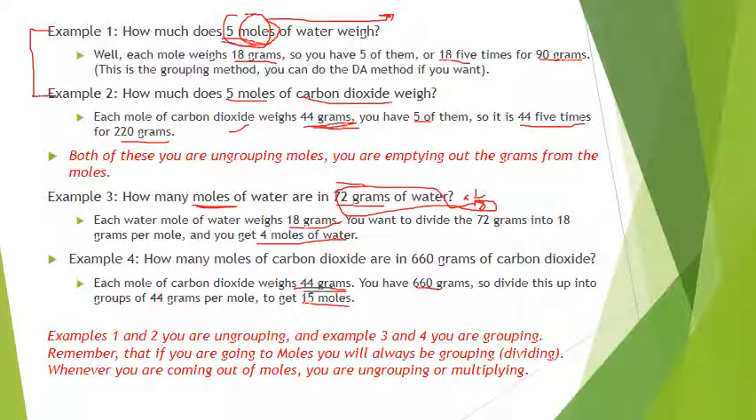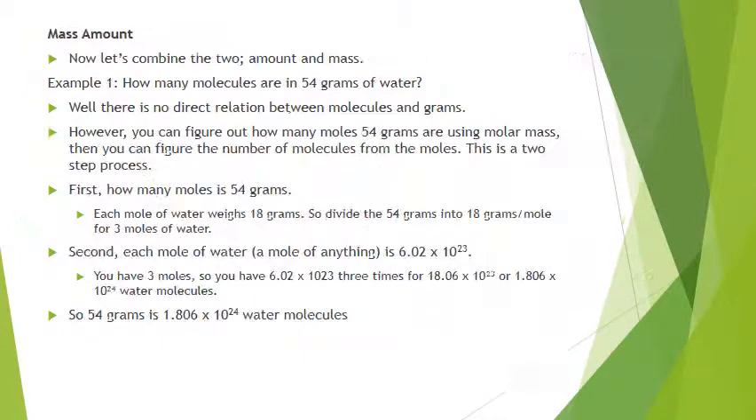So in examples 1 and 2, in number 1 you're ungrouping, so your number is going to get bigger. And in number 2, you're grouping, and so your number is going to get smaller. This is all conceptual. Okay, mass and amount. Now let's combine the two. Let's combine the concept of mass to amount, or amount to mass.